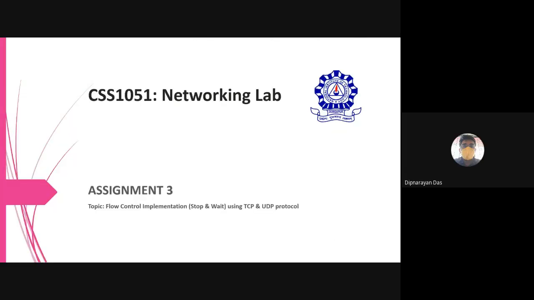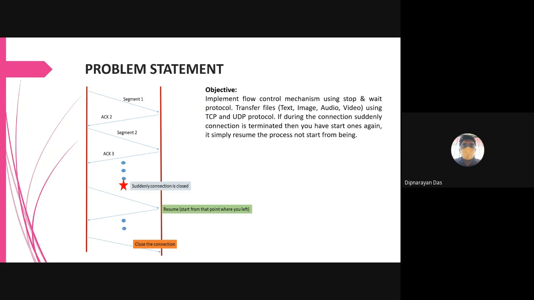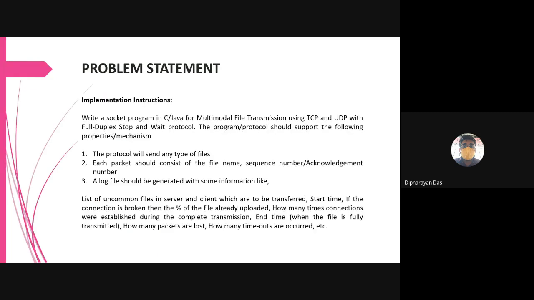Okay, so this is assignment 3, flow control implementation, stop and wait using the TCP and UDP protocol. The problem statement is that we need to transfer any type of file from one node to another node, a client and a server, with stop and wait under TCP and UDP. Each packet should consist of the file name, sequence number, acknowledgement, and some other details. For the client and server, a log file will be generated to resume the transmission, because it is a stop and wait protocol.